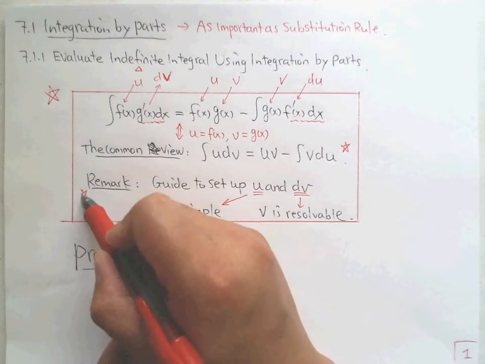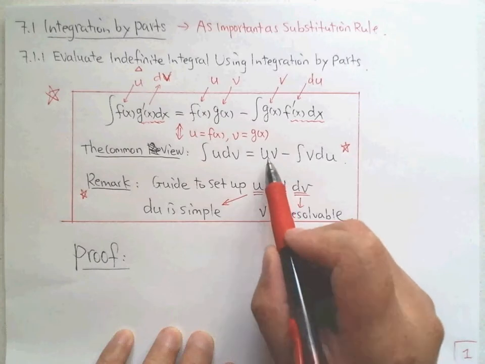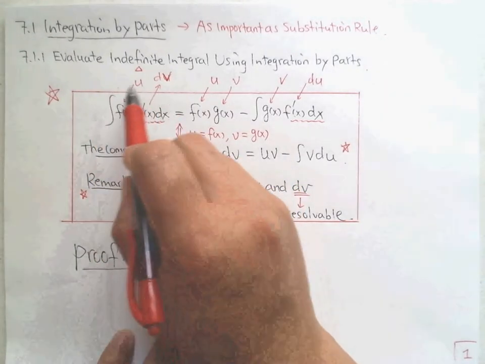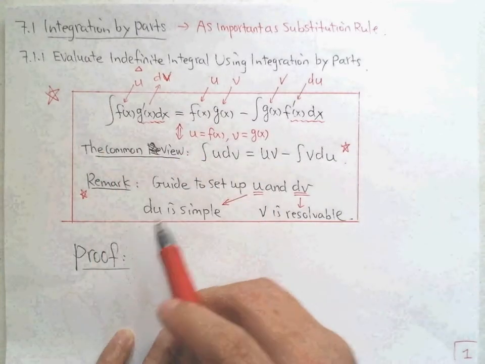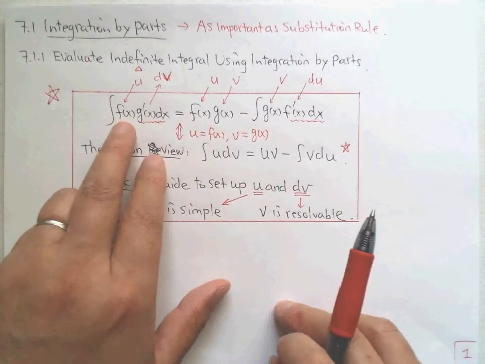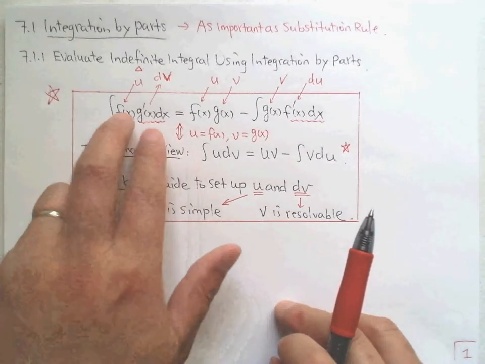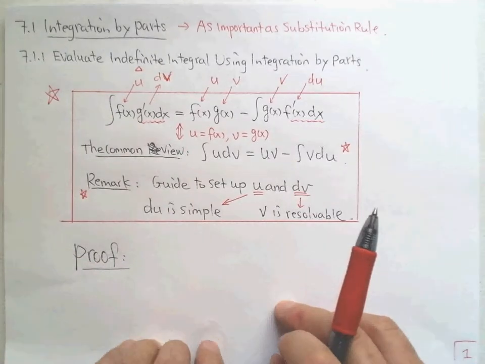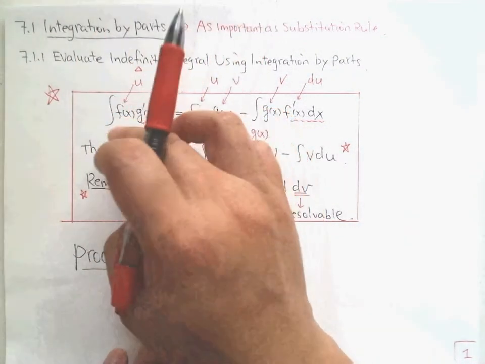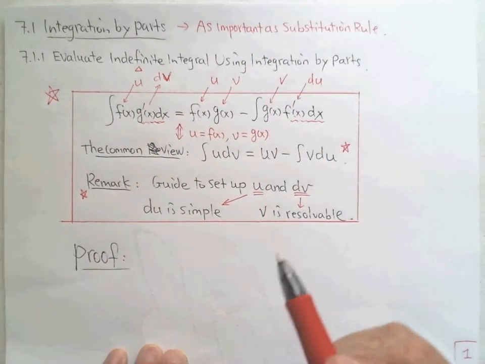This remark guides us on how to set up u and dv, right? This is the original integral. We need to set up u and dv. Not always is u equal to f, okay? Not always is dv the bottom. Sometimes we need to change the order, okay? We can rearrange it: a times b equals b times a. So how to set up u and dv is kind of a trick.